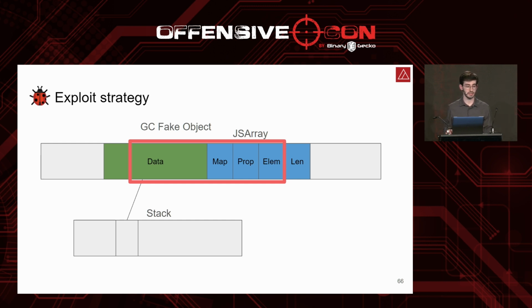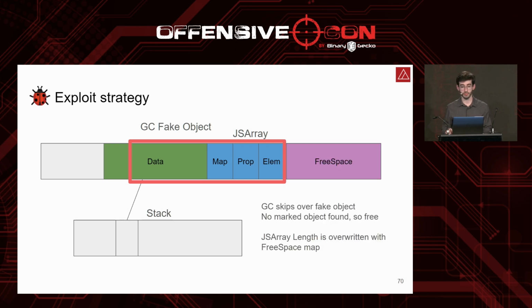The advantage of this is that once the sweeper comes along, it will jump from object to object. In particular, it will jump over the fake object because the fake object is marked because it's pointed to by the stack. And then the sweeper will consider that everything from the end of the fake object to the start of the next marked object is free. And so it overwrites it with a free space. And in particular, the free space map overwrites the length field of the JS array.